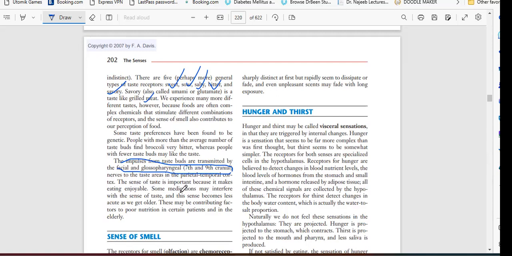cortex. The sense of taste is important because it makes eating enjoyable. Some medications may interfere with the sense of taste, and this sense becomes less acute as you get older. This may be a contributing factor to poor nutrition in certain patients and the elderly.